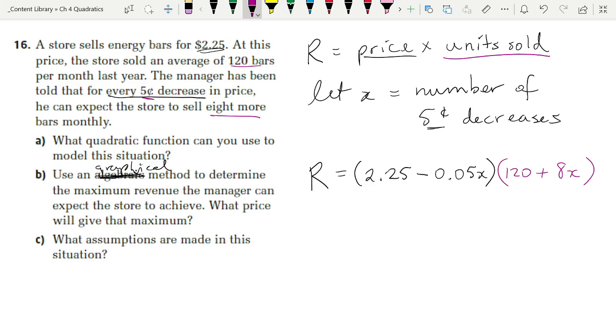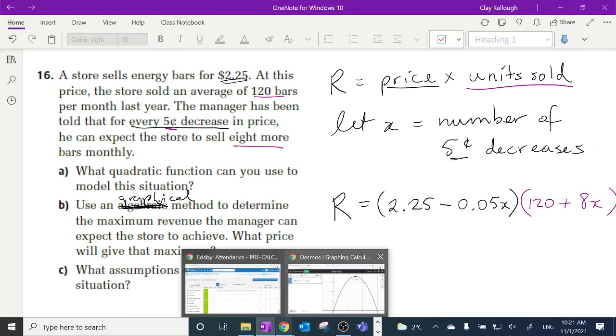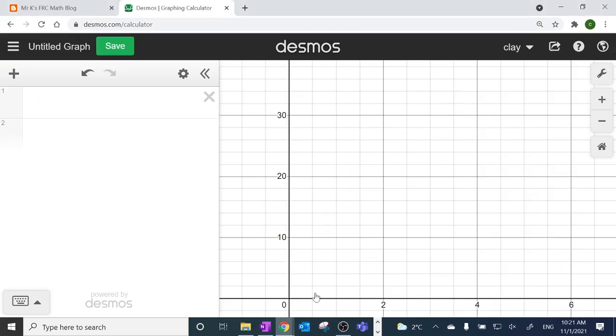We'd say, you can stop there. You don't have to simplify it. You don't have to FOIL it out. Let's just go to our grapher. So I'm going to go back to Desmos. I'm going to erase that guy. And I'm going to type in my equation. Now, it doesn't matter what we call our equation. Again, I could call it a function.